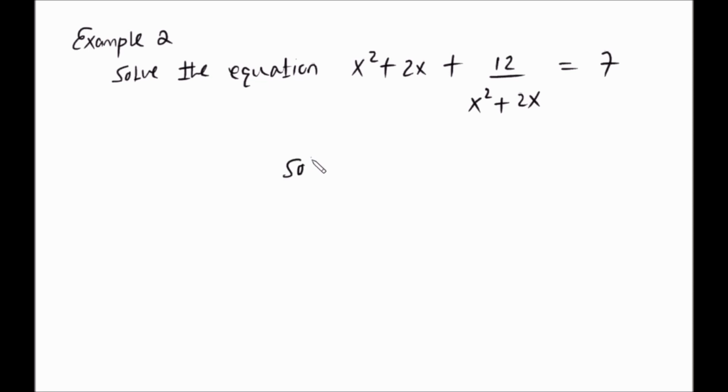Hii hapa sasa ndo example nini? 2. Let me do it in a fresh page kama yule mwingine. Example 2 anasema x square plus 2x jumlisha 12 over x square plus 2x is equal to 7. So tuone. Kwa hiyo tuna x square plus 2x jumlisha 12 over x square plus 2x sasa na 7. Find x manake.